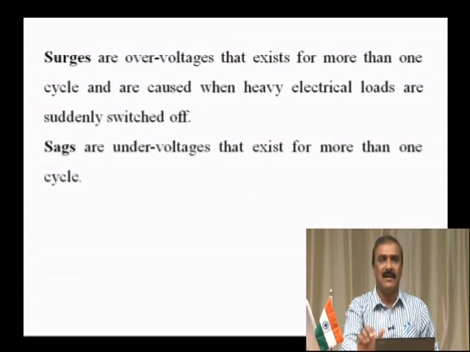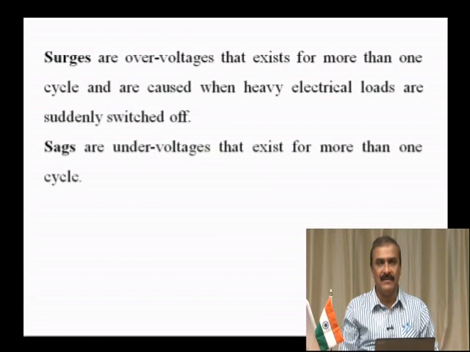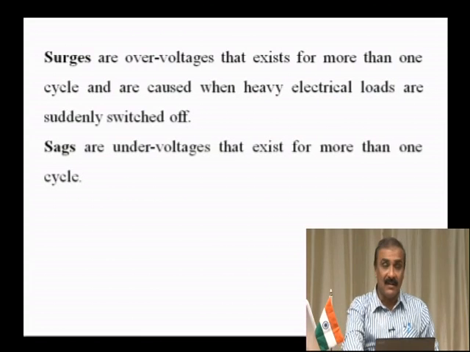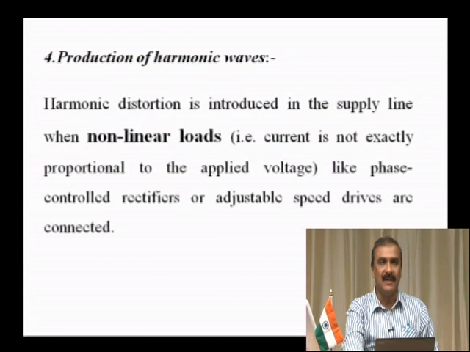Next, surges are overvoltages that exist for more than one cycle and are caused when heavy electrical loads are suddenly switched off. This is a surge. Sag is an undervoltage that exists for more than one cycle. Sags and surges are another major phenomenon to be addressed.